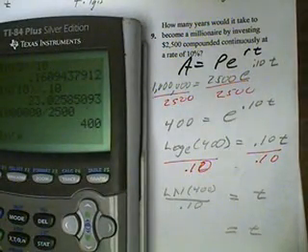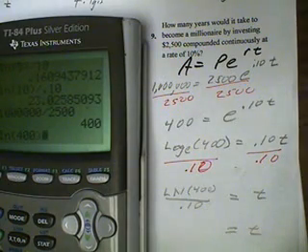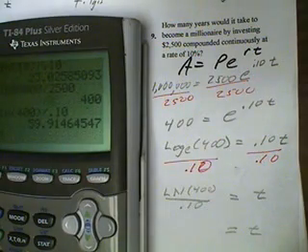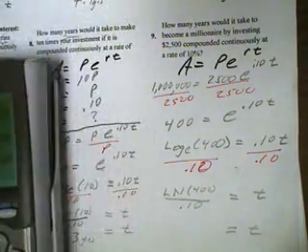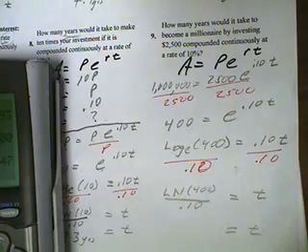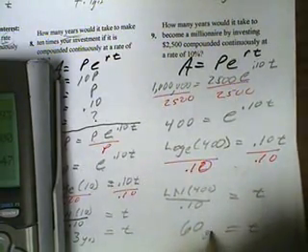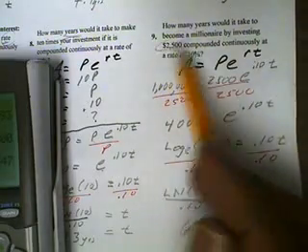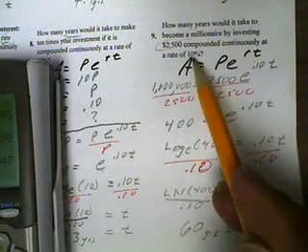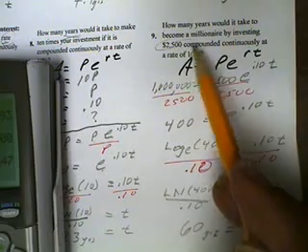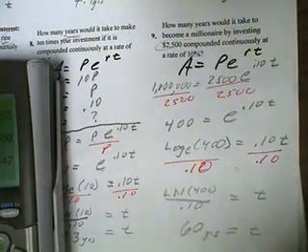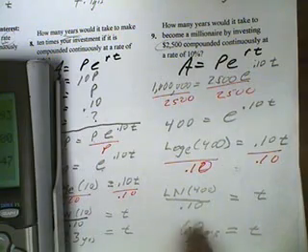So natural log of 400 divided by 0.10, and that'll be just about 60 years. Just about 60 years. So in 60 years time, a one-time investment of $2,500 in a market paying 10% average would yield $1 million in 60 years. Just in time to retire.